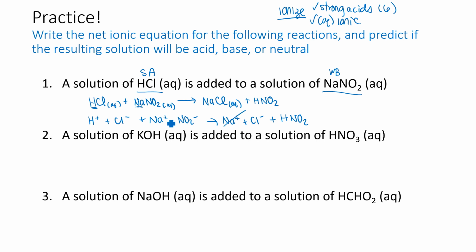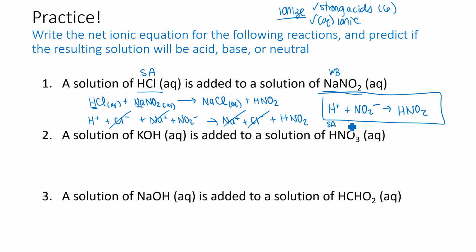All right, now I see my spectator ions are sodium and chloride. What's left behind is H+ and NO2 minus, which gives us HNO2. So this fits our pattern of strong acid plus weak base. Notice how the product of this reaction is the conjugate acid of this weak base right here. And the conjugate of a weak base is going to be a weak acid. That means the resulting solution is going to be acidic, so it's going to have a pH of less than 7.